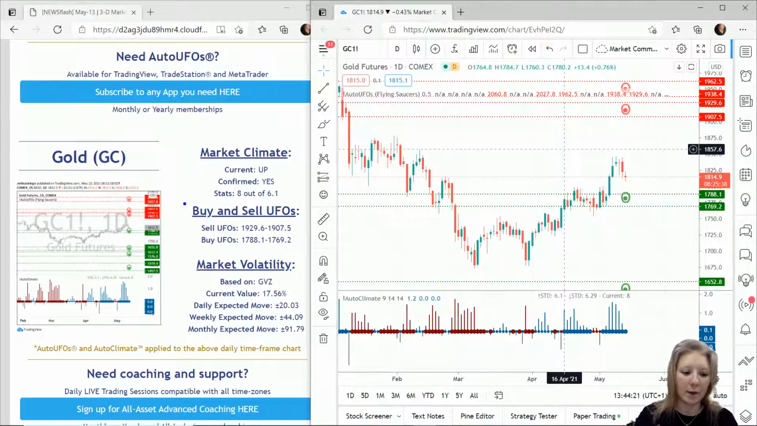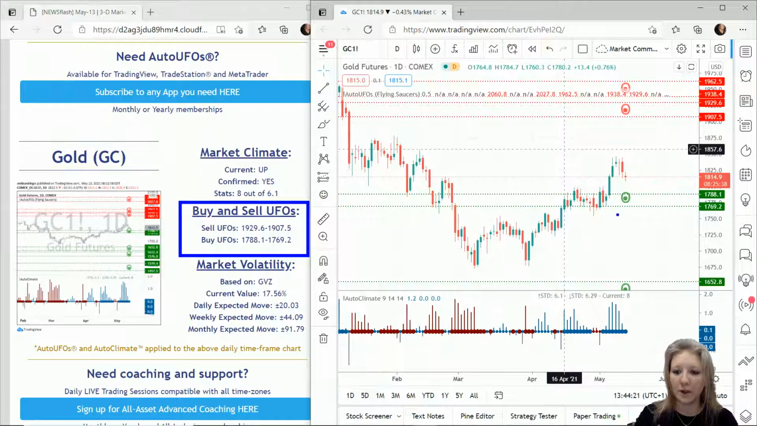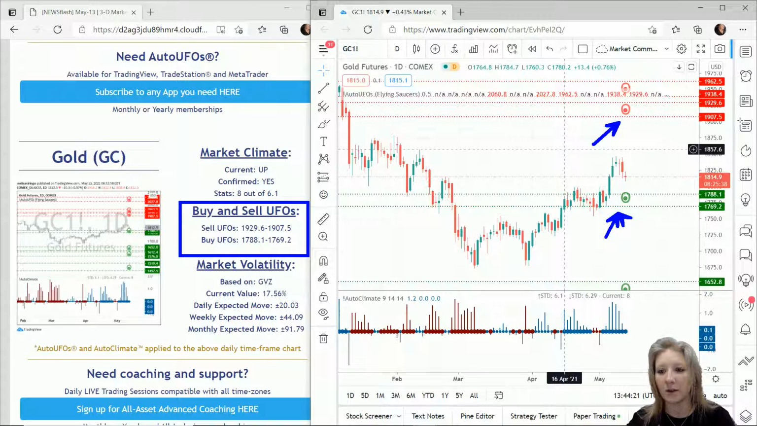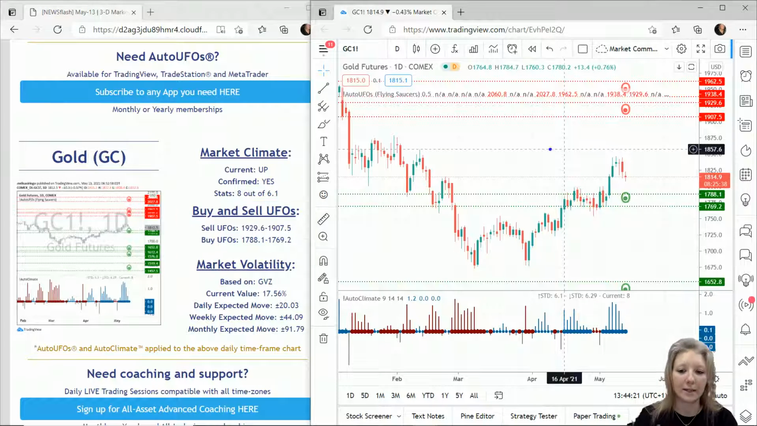Okay, so buy and sell UFOs, we have buy orders here at 1788.1 to 1769.2. And we have sell orders here at 1929.6 to 1907.5. Closer to the buy orders and overall probability there to the upside, although again we have gone past what is usual, so we don't have sort of full probabilities there, but still overall probability up.